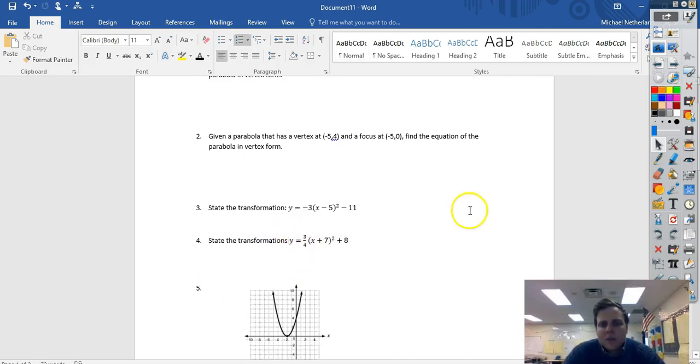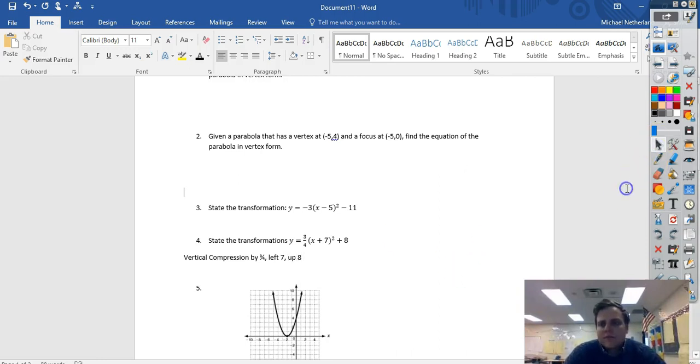All right, state the transformations. Okay, this 3/4 right here, guys, that means a vertical compression by 3/4. The plus 7 means left 7, and the plus 8 means up 8.